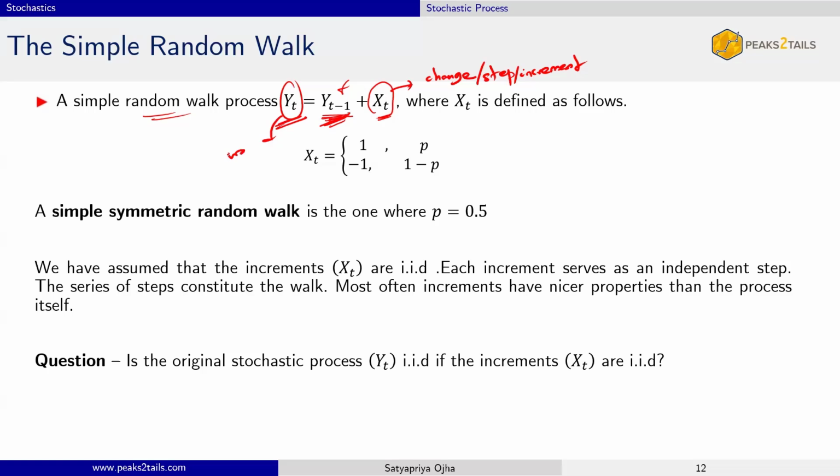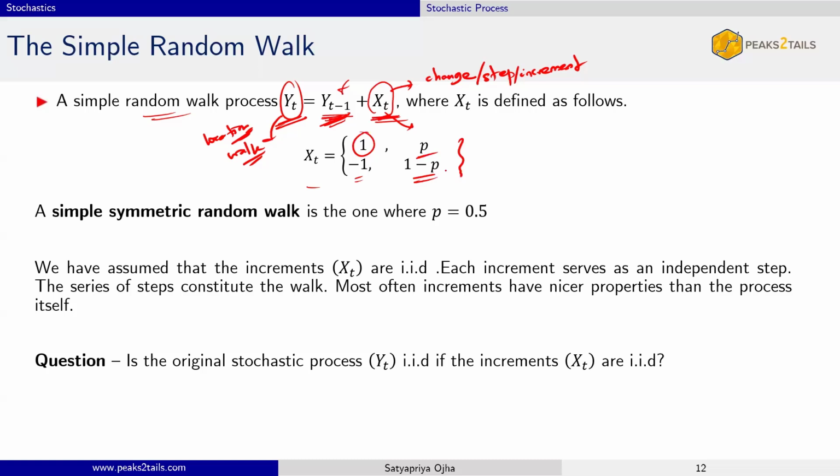Now Y is the walk because you are walking, right? Y gives the location or the position of the particular variable. After every day you are somewhere new, either up by one or down by one. That depends on the realization of this random variable. The model that we specify is for X, not for Y. Y, the walk itself, is complicated, but the change or increment is very easy to imagine and model, and that is just this: plus 1 with probability p, minus 1 with probability 1 minus p.